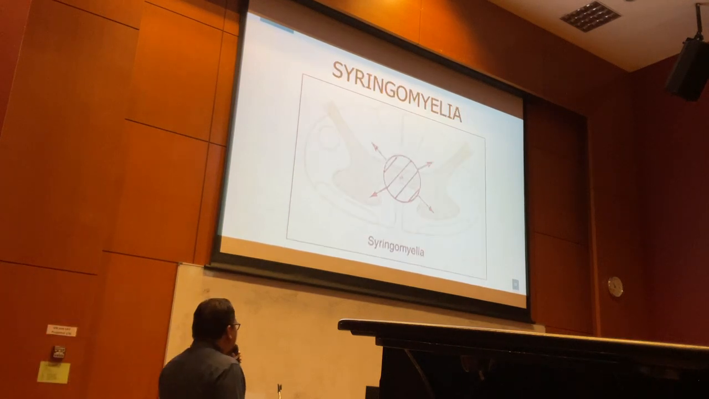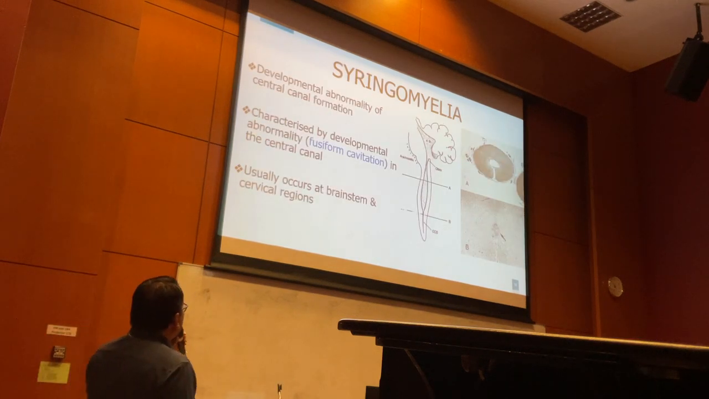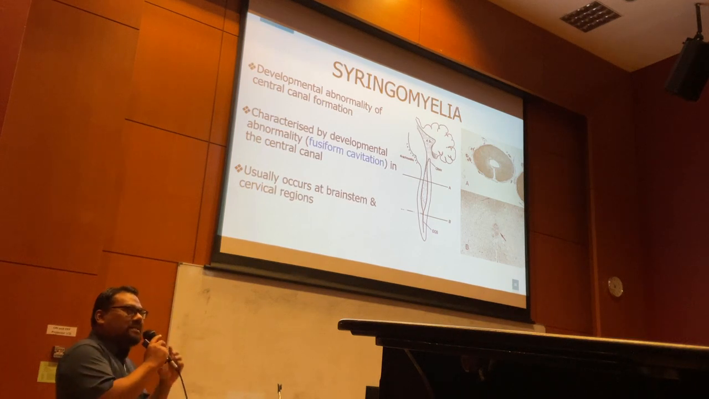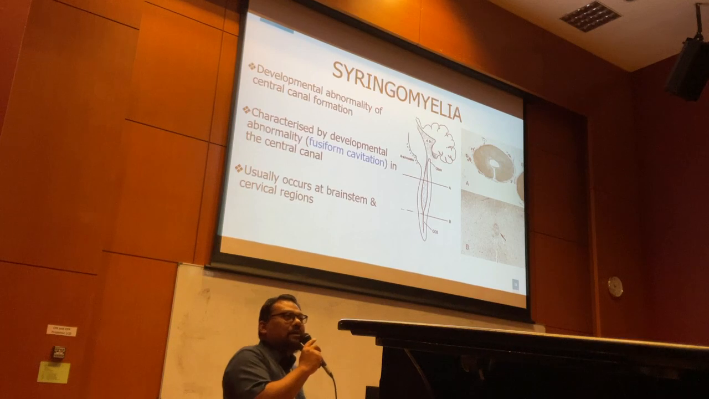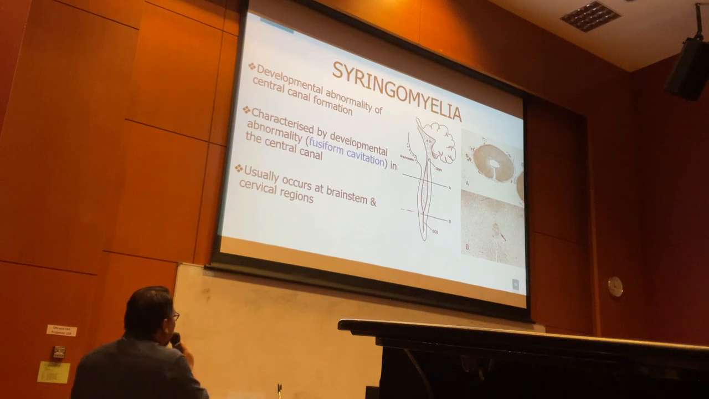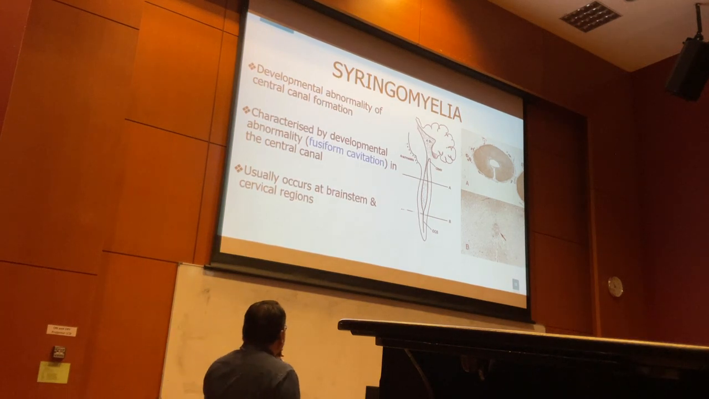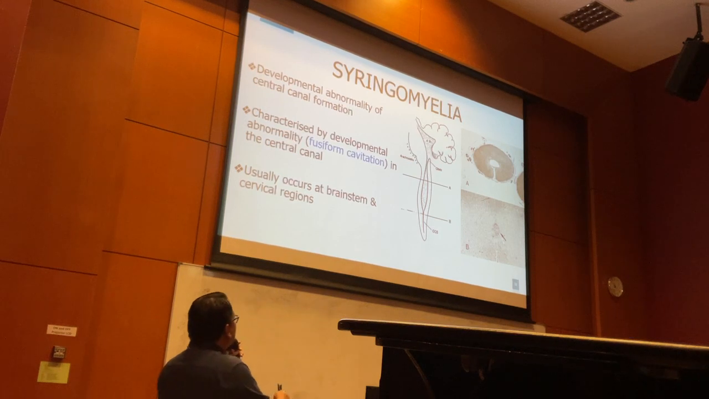Now, syringomyelia. Okay, it is a developmental abnormality of the central canal formation. Embryology CNS dah ke? Belum lagi. Okay, whatever, syringomyelia is characterized by a developmental abnormality. Dia macam ada fusiform cavitation in the central canal. Okay, and it usually occurs at the brainstem and cervical region.